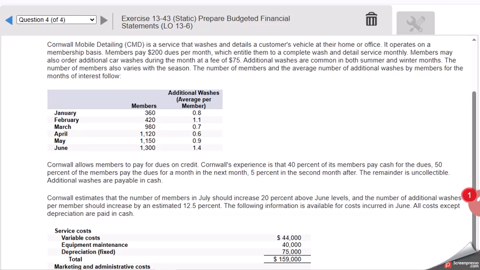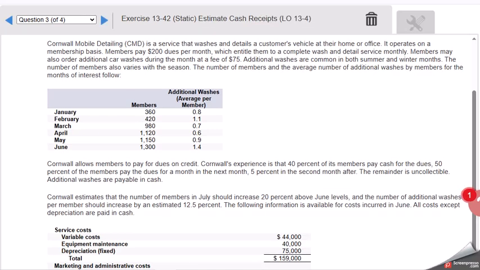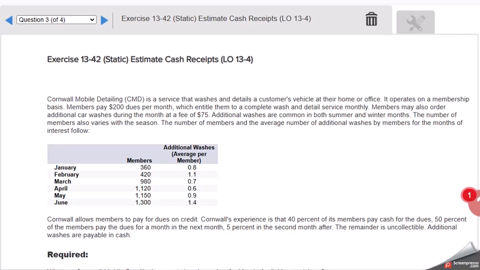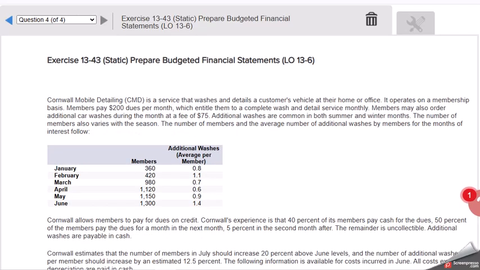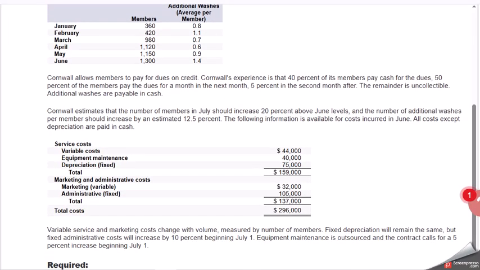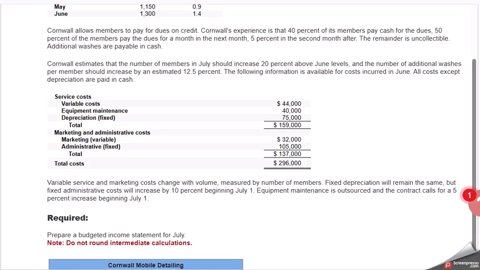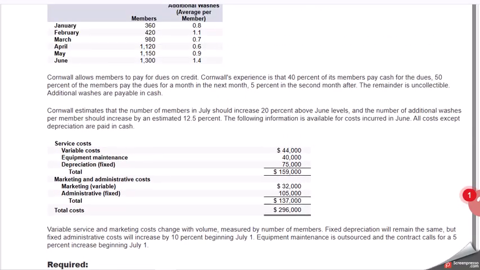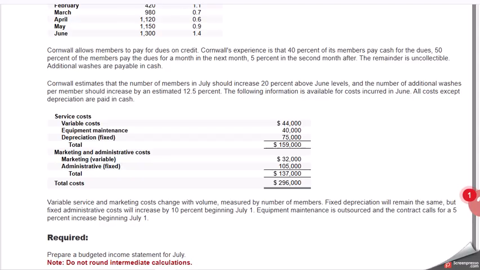Again, this is similar. Is it the same company? It is the same company. So we just have to calculate out their service costs as well as their revenues. Some of that work we did on that last one. But so we're not worried about the cash now. We're worried about just the revenue side because we're doing the income statement.